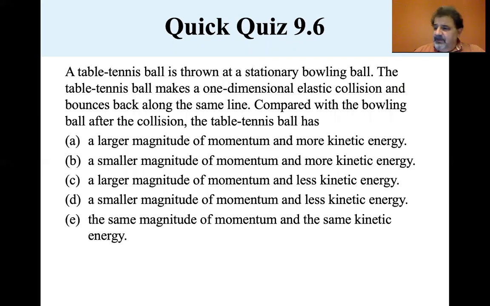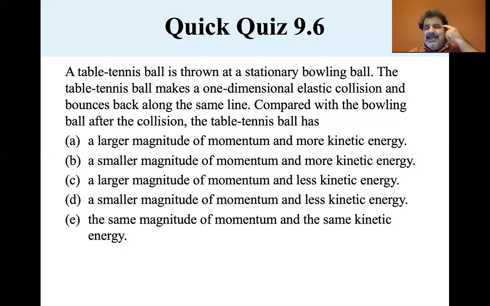Okay, we have another quiz. A table tennis ball is thrown at a stationary bowling ball. The table tennis ball makes a one-dimensional elastic collision and bounces back along the same line. Compared with the bowling ball after the collision, the table tennis ball has: A, a larger magnitude of momentum and more kinetic energy; B, a smaller magnitude of momentum and more kinetic energy; C, a larger magnitude of momentum and less kinetic energy; D, a smaller magnitude of momentum and less kinetic energy; E, the same magnitude of momentum and the same kinetic energy.